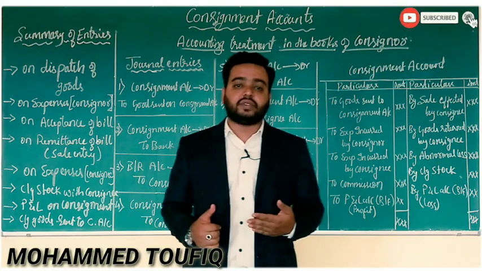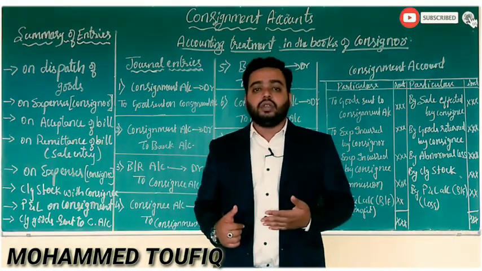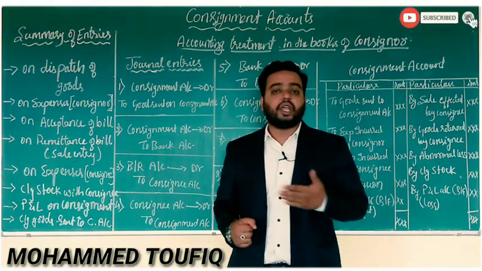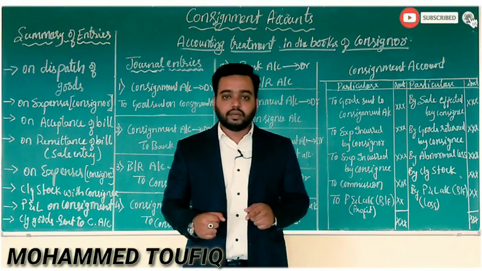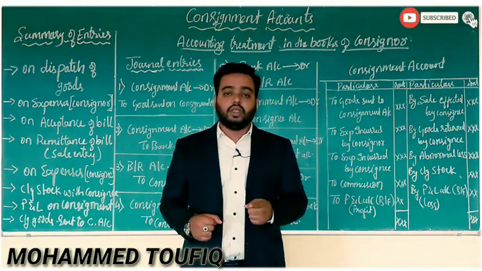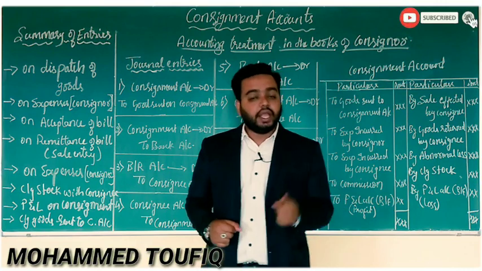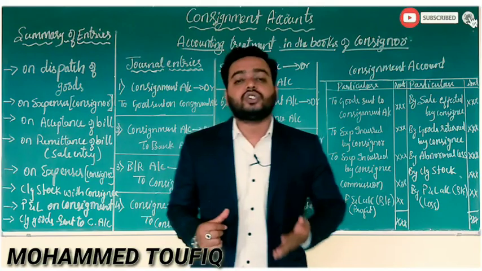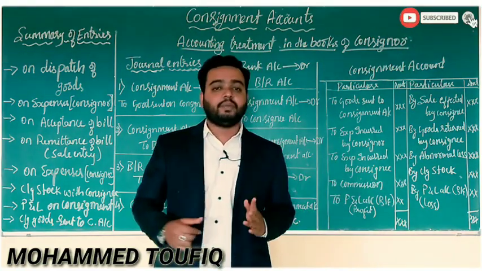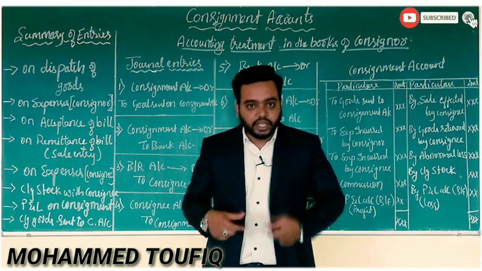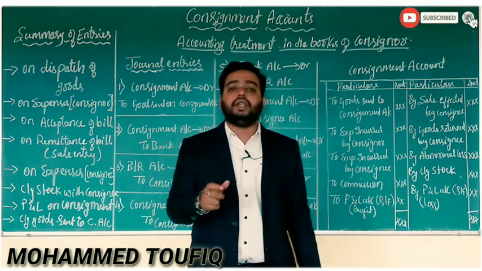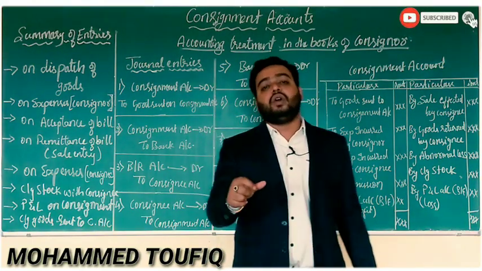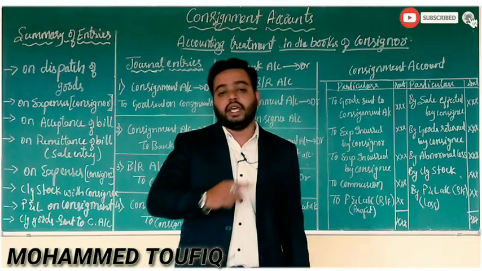I have explained in the previous video that the accounting transactions should be recorded in the books of a consignor, who is a sender, who is a principal, and in the books of a consignee, who is an agent. So here in this video, let us understand the accounting treatment of consignment accounts in the books of a consignor.